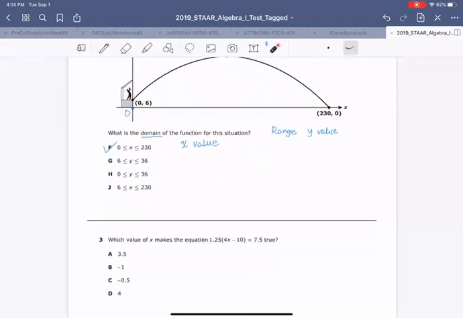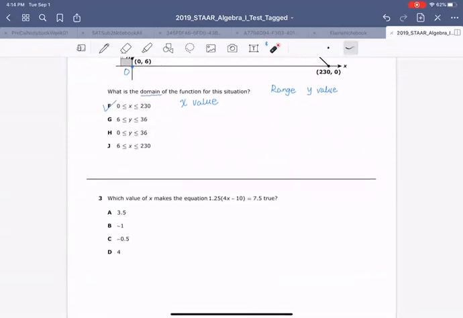Okay. This is 8th grade STAAR test? This is the Algebra 1 STAAR test. Oh, okay. Yeah, but some part, Algebra 1 and 8th grade is overlapping. Okay. Now let's solve the number 3.